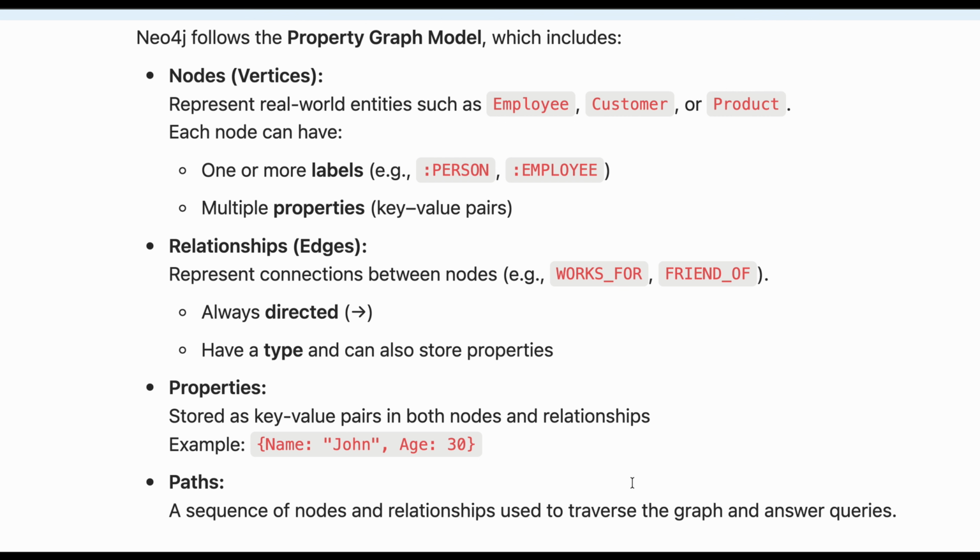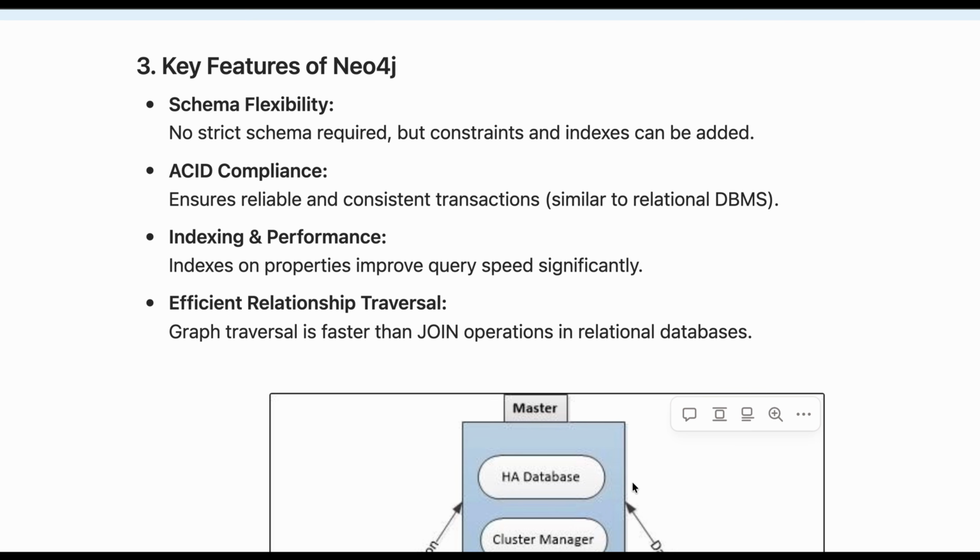Now let's look at the key features of Neo4j. The first one is schema flexibility. It does not require a fixed schema. The second one is ACID compliance. It ensures reliable and consistent transactions. The third one is high performance. It uses indexing and in-memory processing for faster queries.